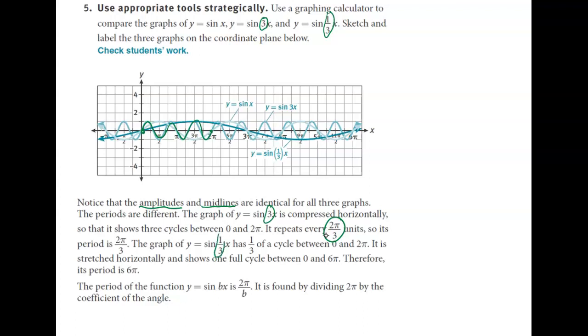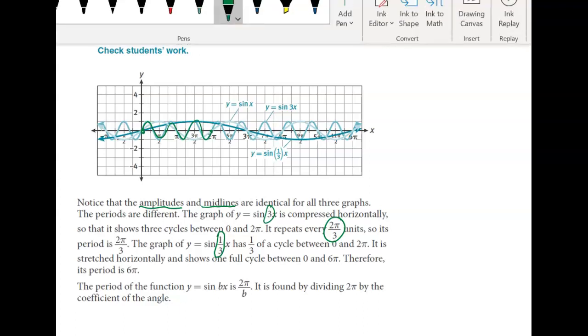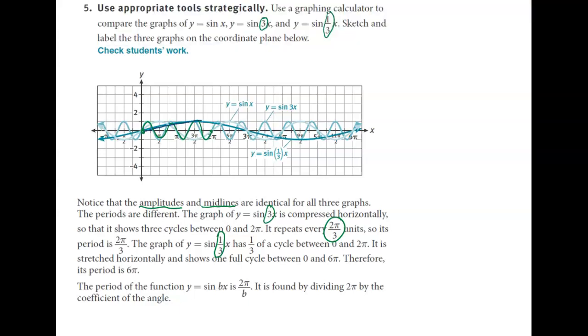When we changed b to 1/3, it changed to be only doing 1/3 of a cycle. Let's get a new color for that one. So here's that really long one. At 2 pi, that's all it's done so far. It didn't even make it back to 0. So 1/3 of its cycle happened between 0 and 2 pi. So what it's doing is stretching horizontally, and it's showing one full cycle between 0 and 6 pi. So its period is 6 pi.